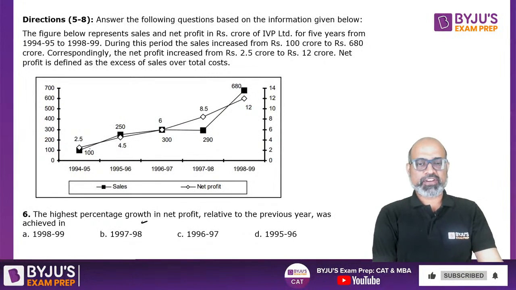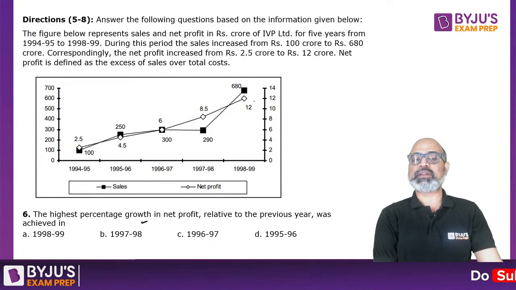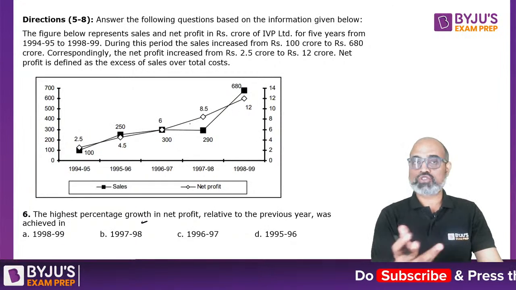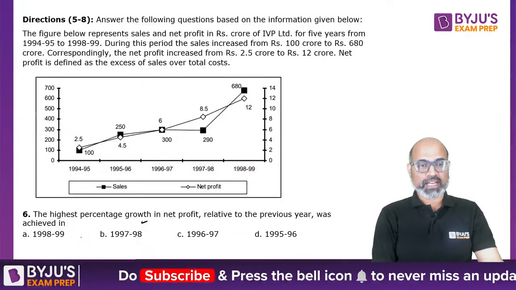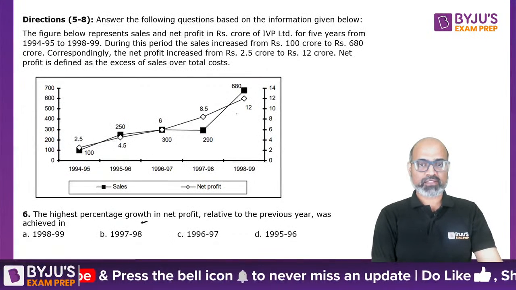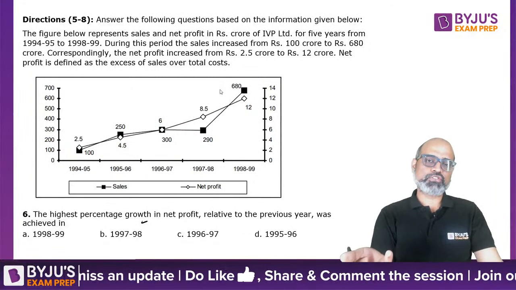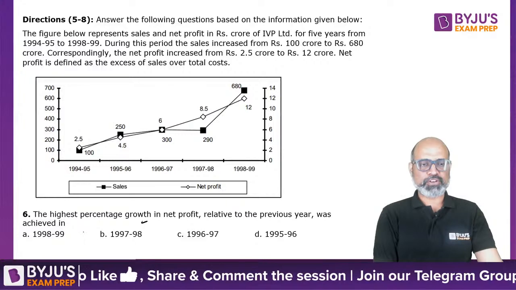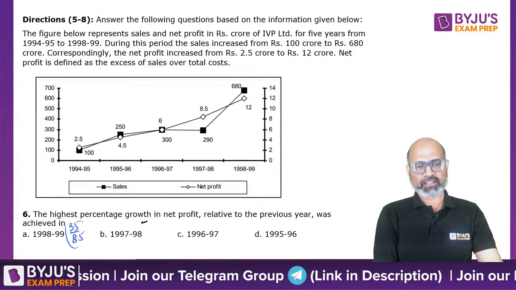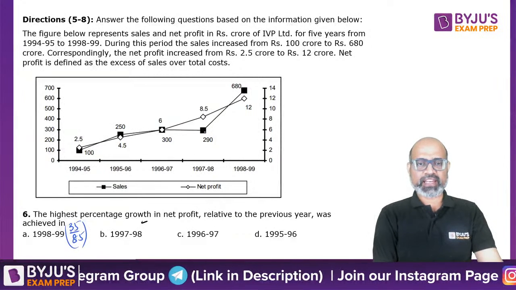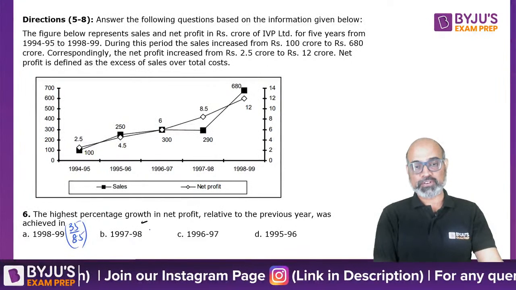So 2.5 has become 4.5, 4.5 has become 6, 6 has become 8.5, 8.5 has become 12. Again, slope mat check karo. The base matters. So 98 to 99, from 97 to 98, can I say this is an increase of 3.5 over 8.5? 35 by 85, point hata dete hain. 97, 98, 6 has become 8.5, so that's an increase of 2.5 over 6.